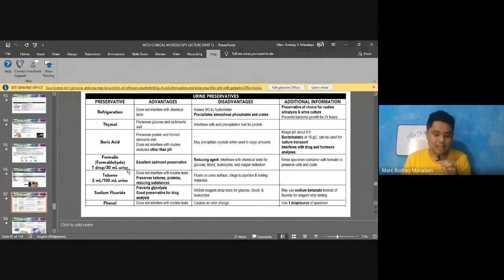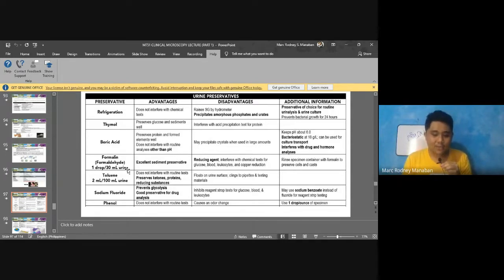Okay? Your boric acid. Next, your formalin, of course, a sediment preservative. Formalin is usually a fixative for tissue. So in a way, it preserves the cells or sediments in your urine. So, an excellent sediment preservative. It's a reducing agent. Therefore, it will affect the chemical reactions where oxidation is the principle, such as your glucose and blood. Of course, we'll talk more about that for leukocytes as a chemical exam.